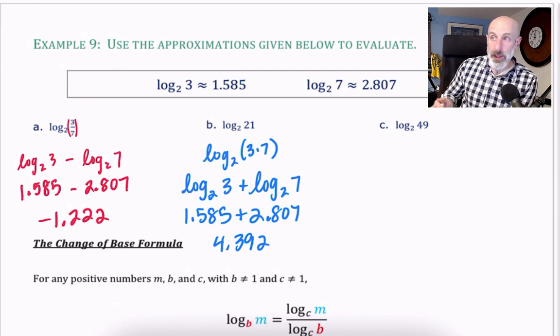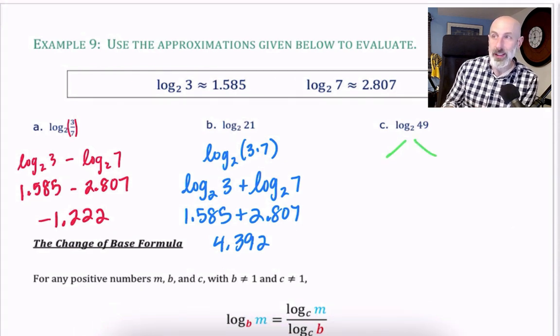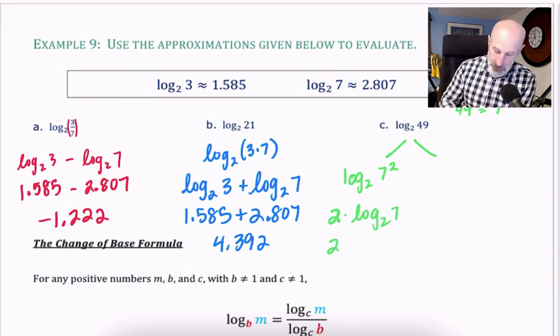When it comes to log base 2 of 49 in the last problem, there's really 2 ways we can reason this one out. I think what they wanted us to do is recognize that 49 is 7 squared. So if I rewrite this as log base 2 of 7 squared, I can bring that power 2 down as a coefficient. It would be 2 times log base 2 of 7, and then I can replace log base 2 of 7 with the decimal given to us. It would be 2 times 2.807.